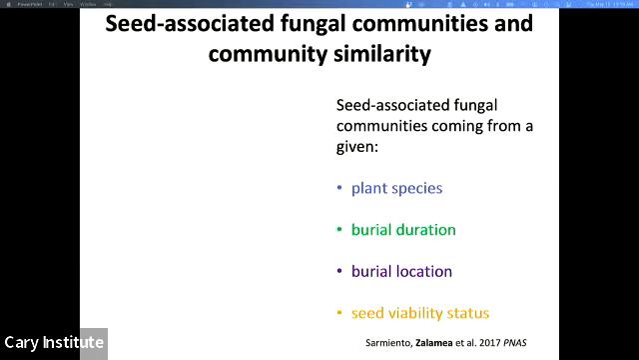And so let me go to the first result. Remember that the first thing that we wanted to characterize here was the seed-associated fungal communities. We used 4 different variables to describe those communities. We describe a seed-associated fungal community using plant species. So we used 9 different plant species in this experiment. Burial duration, how much time those seeds were in the ground. And we have 4 different burial durations. Seeds were buried for a month, 3 months, 6 months, and 12 months.